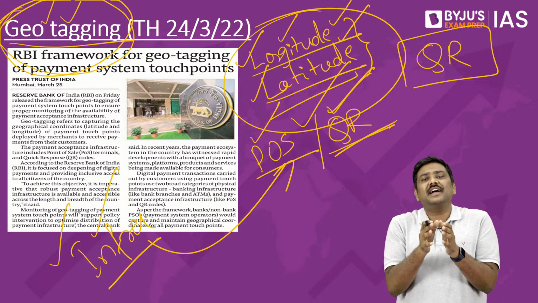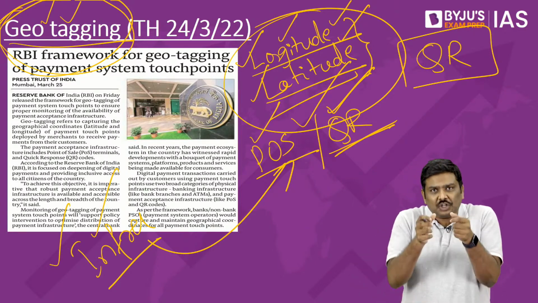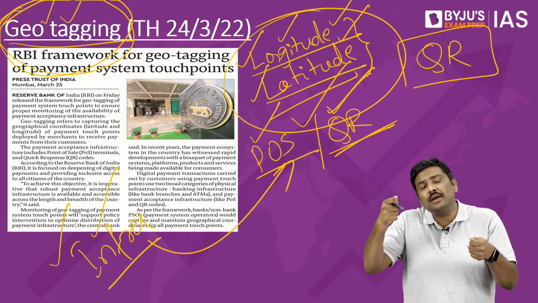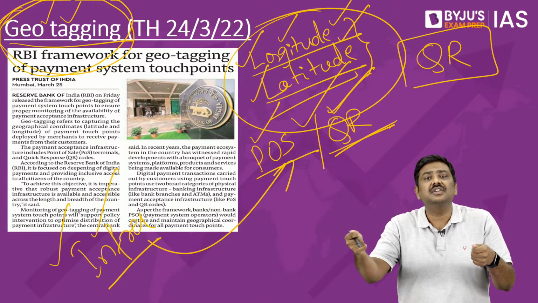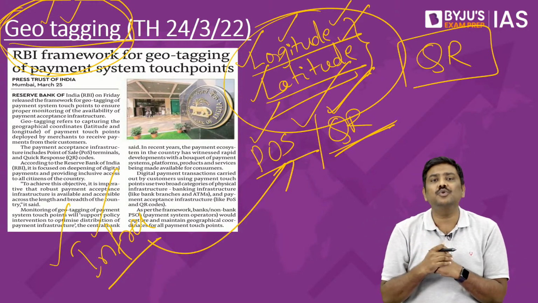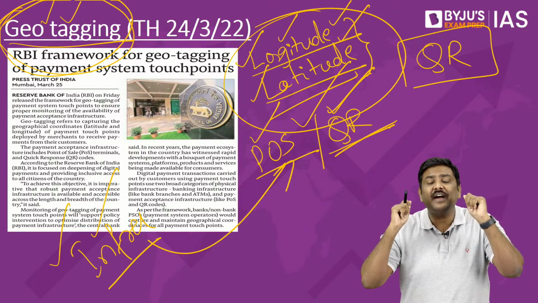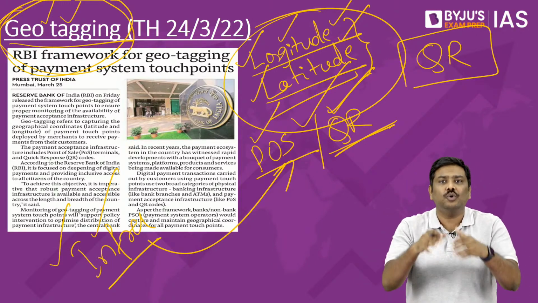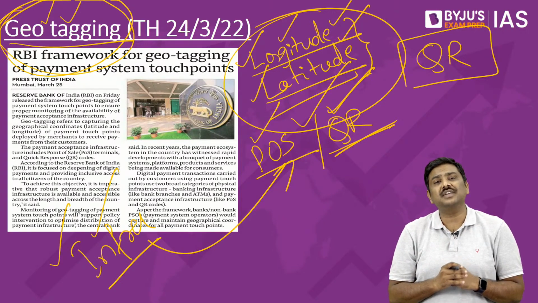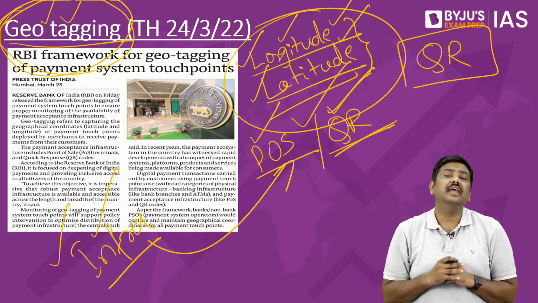So RBI says that I want to make a policy, but to make this policy wherein I want to promote digital transactions, I want to promote financial inclusion, I want to provide training, I want to basically provide the information to the people on how to utilize all of these transactions, or how to utilize this infrastructure.